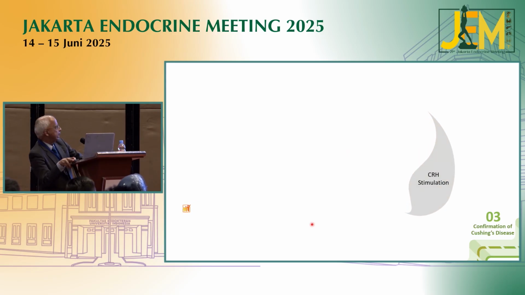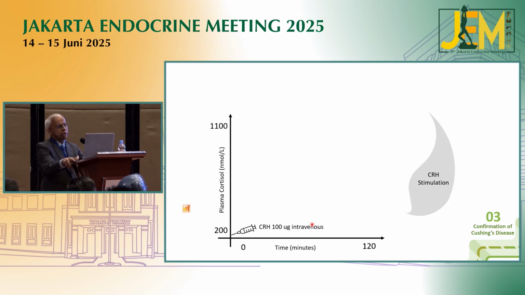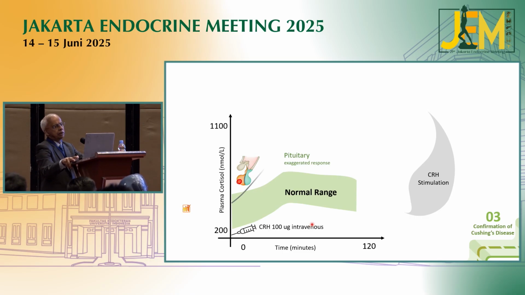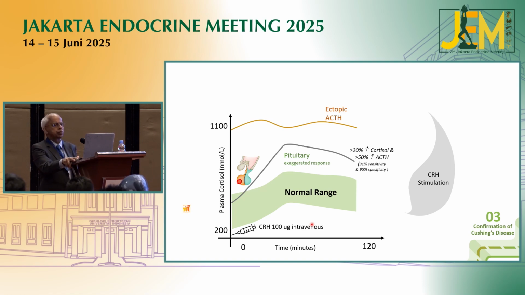There's a CRH test. CRH is increasingly difficult to obtain, but maybe a little physiology will help us. When you inject CRH, that's the normal range in elevated cortisol. Pituitary Cushing's responds by a rise in cortisol. Ectopic Cushing's show no changes with CRH.